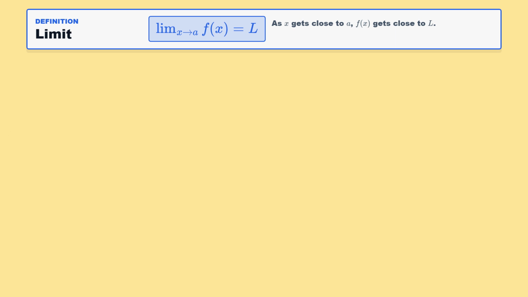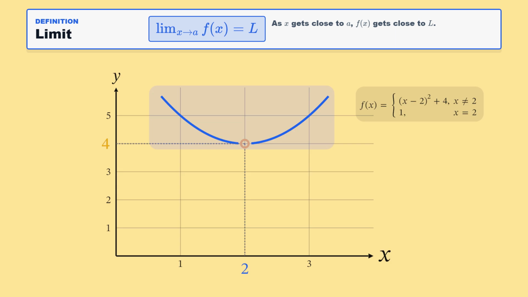Let's look at a graph where something different happens. Imagine a graph that gets closer and closer to the point (2, 4), but at x equals 2 there is a hole. Then there is a filled-in point at (2, 1). What is the actual function value at x equals 2? The filled-in point tells us that f of 2 is equal to 1. Our function is defined to be 1 when x is 2.